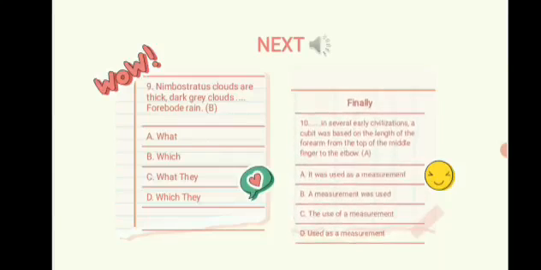And the last, number 10. The correct answer is A. It was used as a measurement because there is the word was, which indicates the past.